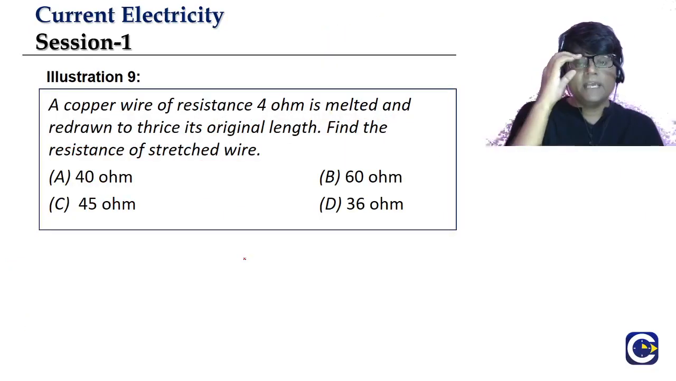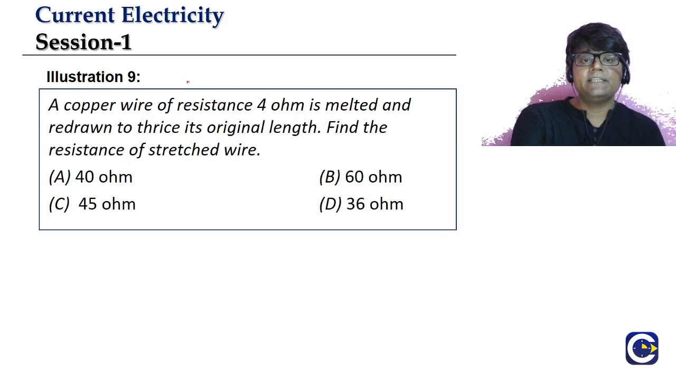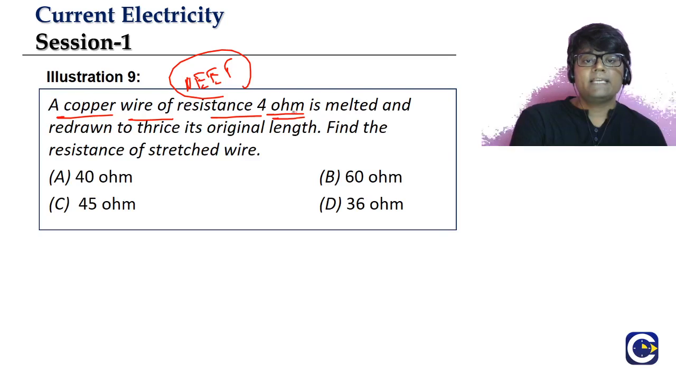Okay, look at this question, guys. These kind of questions come repeatedly in the NEET kind of examination. Look at this. A copper wire of resistance 4 ohms. What is it, guys? A copper wire of resistance, how much? 4 ohms is melted and redrawn to thrice its original length. It is basically melted.